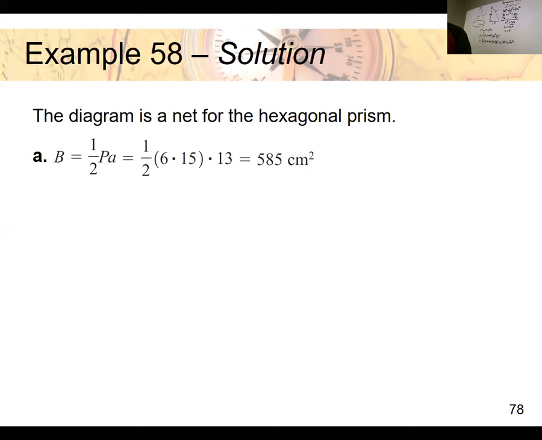Now, part B is the lateral surface area. That's going to be the perimeter of the base multiplied by the height.